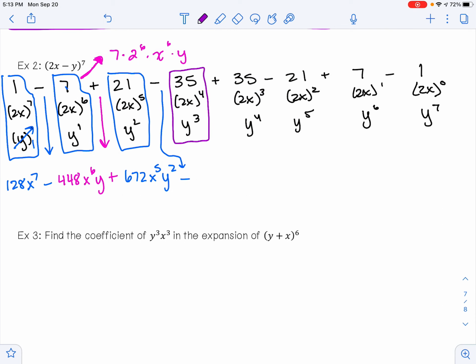35 times 2x to the 4th times y cubed. 2 raised to the 4th power is 16 times 35 is 560 x to the 4th y cubed. I'm going to bring down that plus sign.